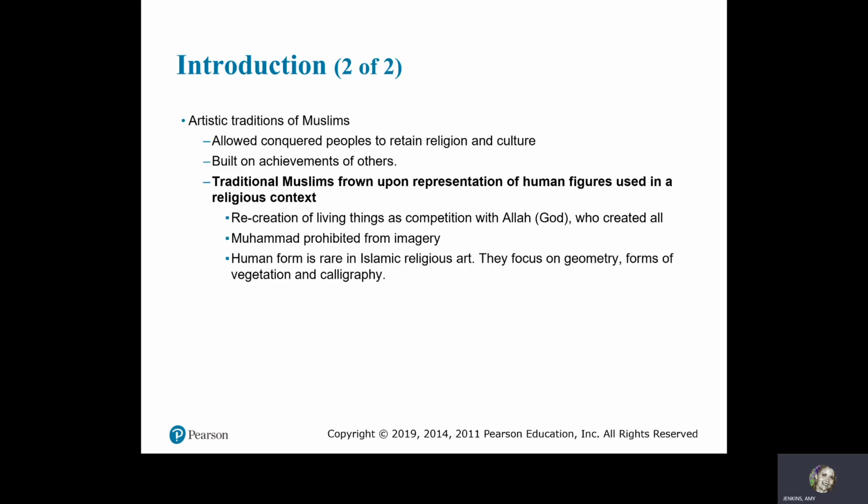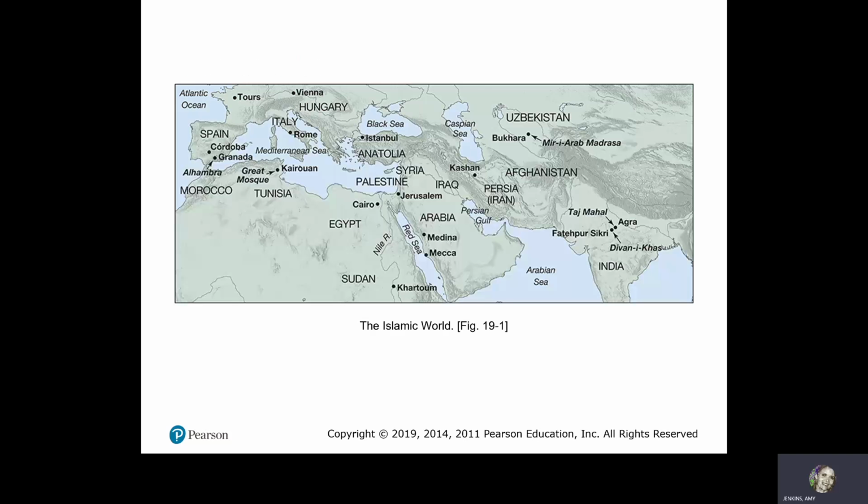Muhammad prohibited imagery, and the human form is rare in Islamic religious art. They focus on geometry, forms of vegetation, and calligraphy. Islamic world map shows present-day areas. There's Mecca and Medina.